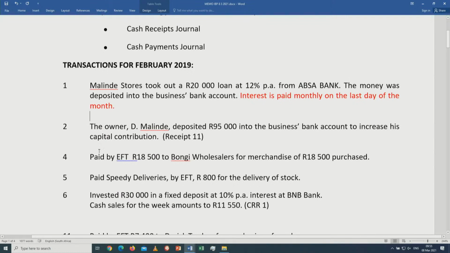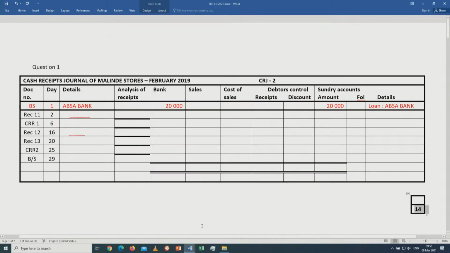All right, then on the second, the owner, D. Malinde, deposited 95,000 into the business bank account to increase his capital. So what happened to us? Did we receive money or did we pay money? We received money. So we come in here on the second. We received money of 95,000, from D. Malinde who is the owner. Then we took it straight to our sundry accounts as 95,000, and under details we are going to have capital.